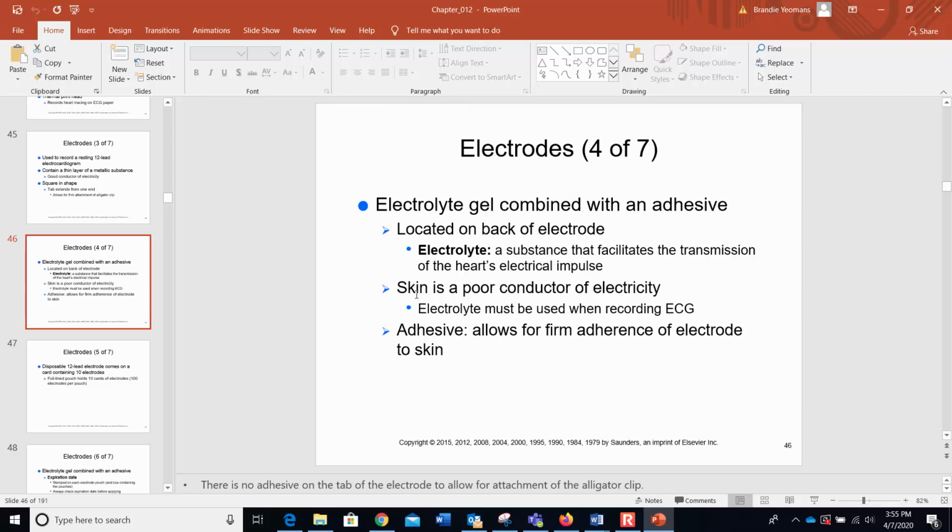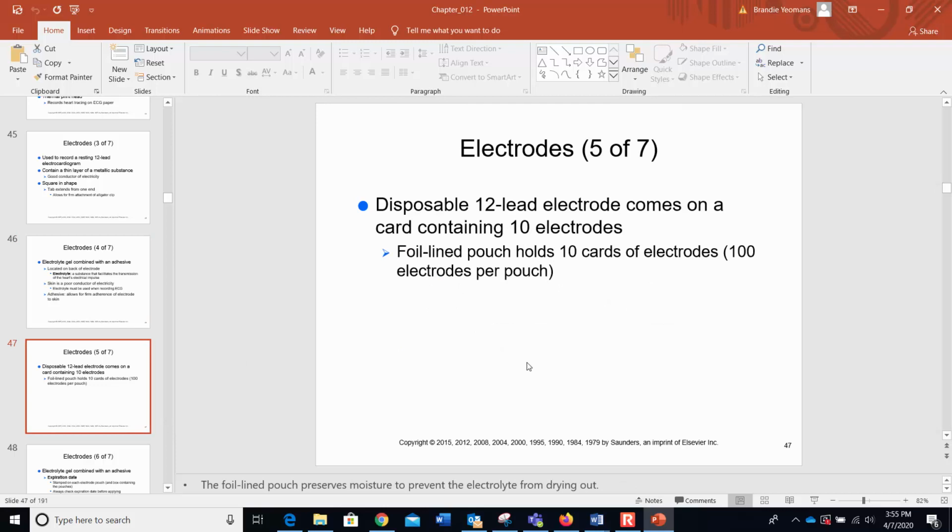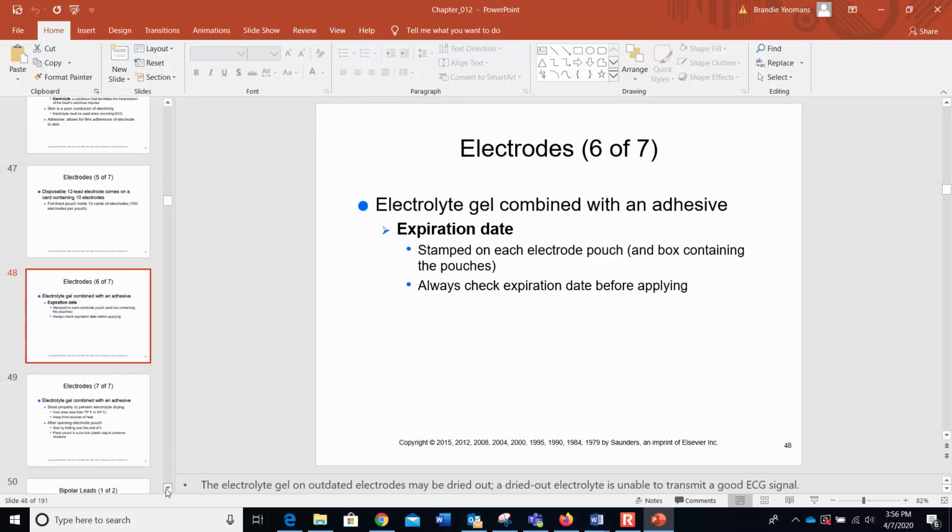If a patient has a very oily or wet appearance to their skin, sometimes you might have to wipe that off with some alcohol and a washcloth, so you can make sure that the electrode and the electrolyte are going to stick to their skin. Sometimes you might even have to use a little piece of tape, and that facilitates the adhesion as well. Alright, and then the 10-electrode pouch holds the 10 electrodes that we're going to stick on the patient's chest, arms, and legs.